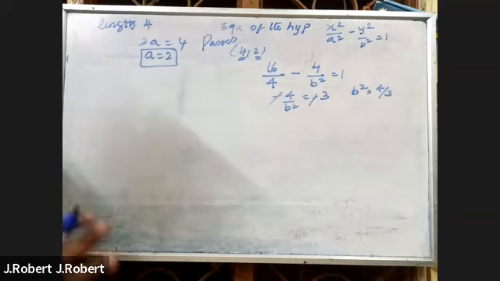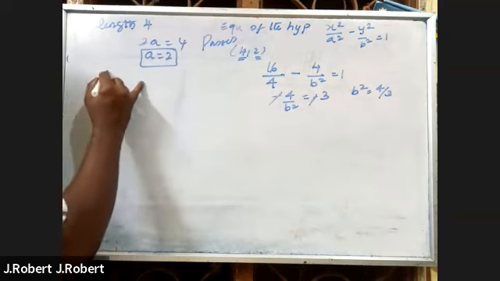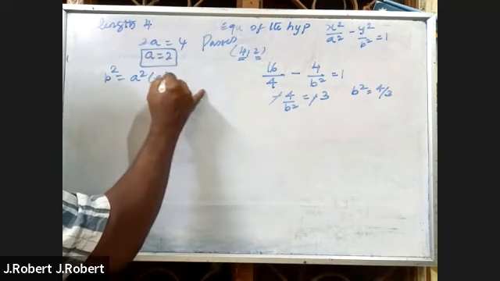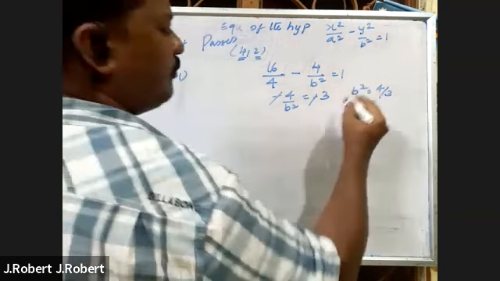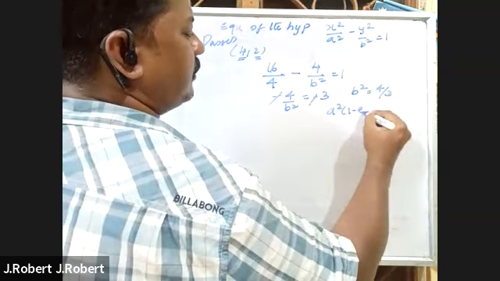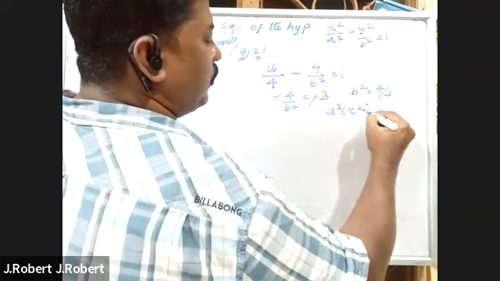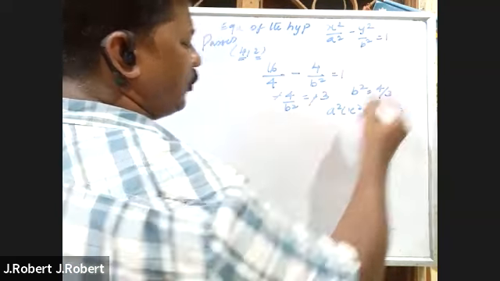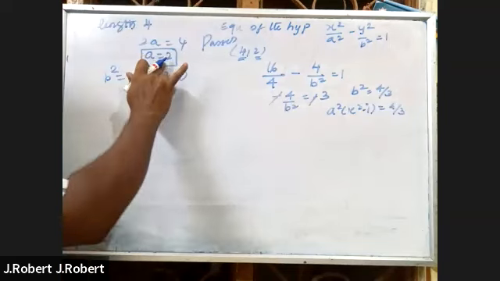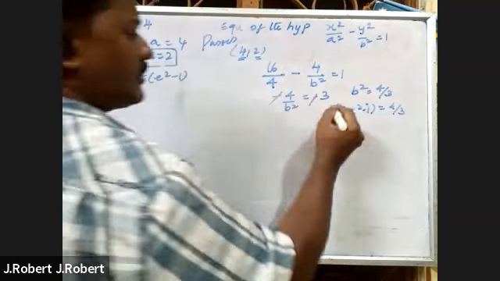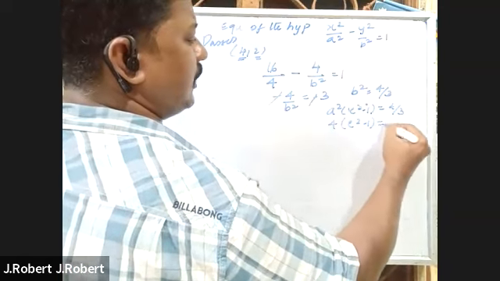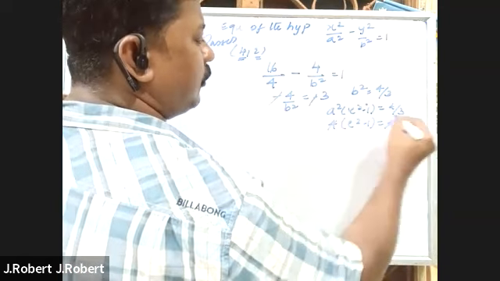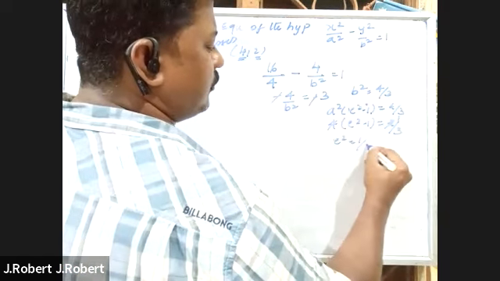But for our hyperbola, your b square value is equal to a square into e square minus 1. a square into e square minus 1, isn't it? So instead of b square, I can write a square into e square minus 1, which is equal to 4 by 3. But we already found a is equal to 2. Substituting a equals 2, we get 4 into e square minus 1 is equal to 4 by 3. 4 cancels.